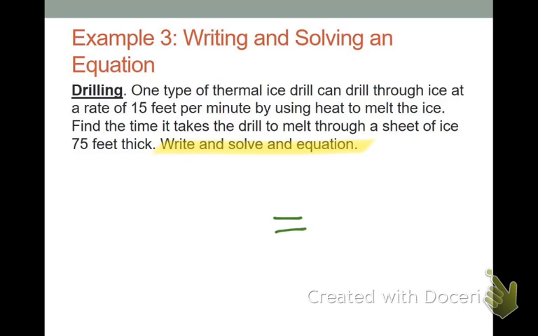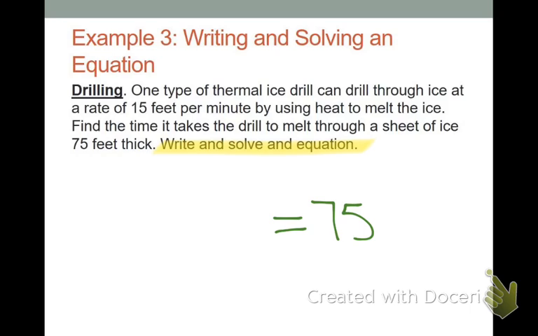I have to figure out what combination is going to work. Well, I can clearly see that what is my total? What is the total amount of ice? 75 feet. So that part should be pretty easy to set up. But now it's the challenge of what combination of another number value that the problem gives me, okay?